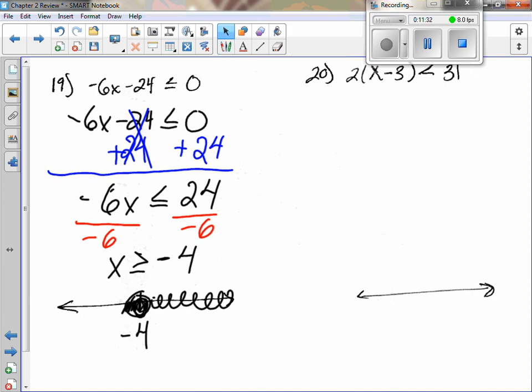Any questions on this here? Any questions on number 19? Anytime you multiply or divide by a negative, you have to flip the sign. If you just multiply or divide by a positive number, it doesn't change. But when we multiply or divide by a negative, it changes. So if we looked at, like, say, number 20.